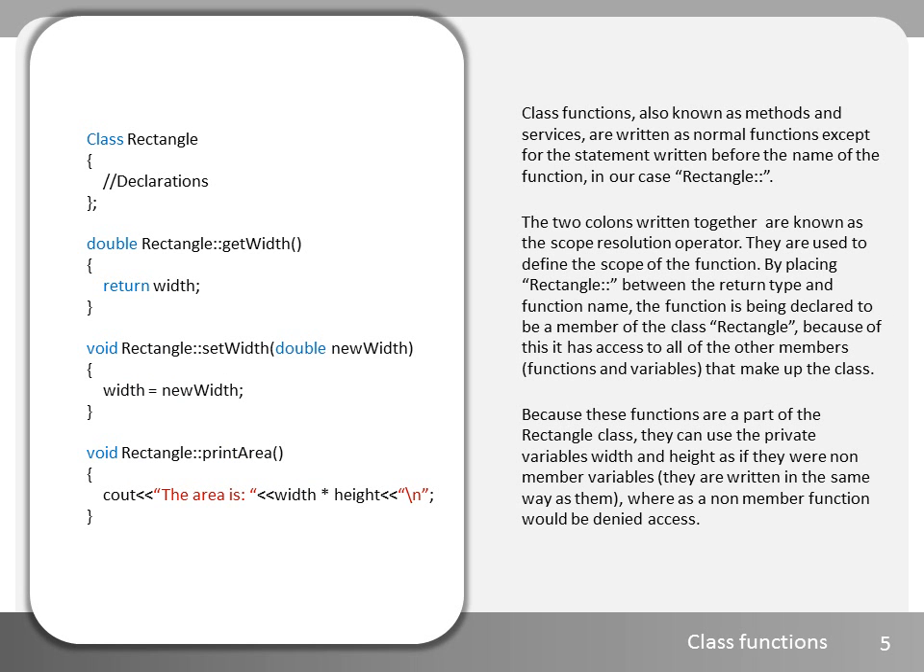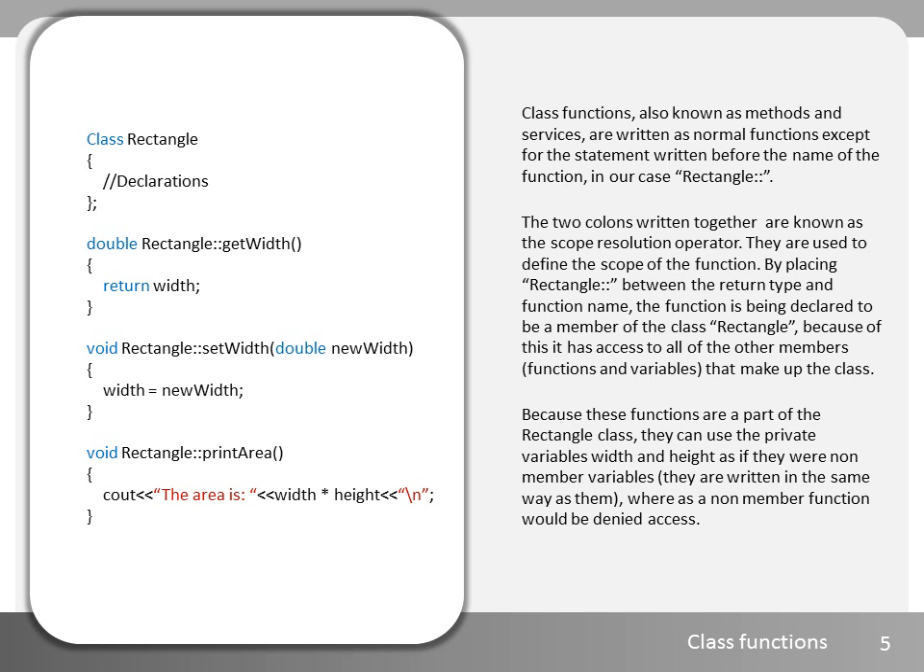Class functions, also known as methods and services, are written as normal functions except for the statement written before the name of the function. In our case, the name of our rectangle class followed by two colons. The two colons right together are known as the scope resolution operator. They are used to define the scope of the function by placing rectangle between the return type and the function name. The function is being declared to be a member of the class rectangle. Because of this, it has access to all of the other members, functions and variables, that make up the class.